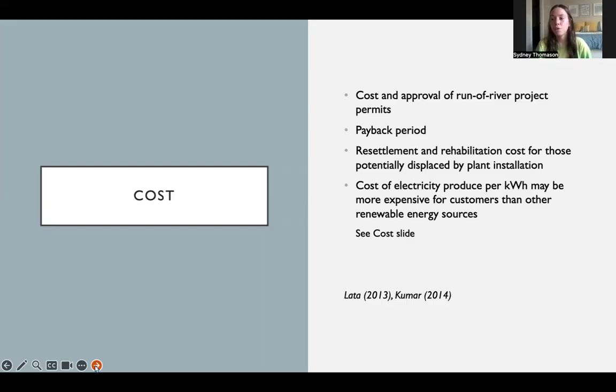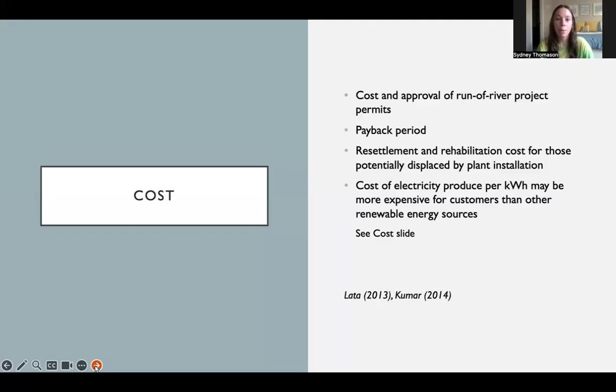Site locations for run-of-river plants could potentially cause displacement for those living within the area. Resettlement and rehabilitation costs are potential to arise if a community, for some reason, is needed to be moved from the river due to the installation of the plant.